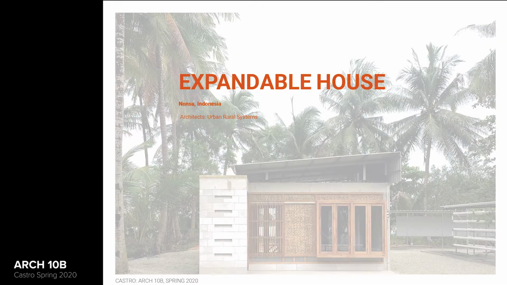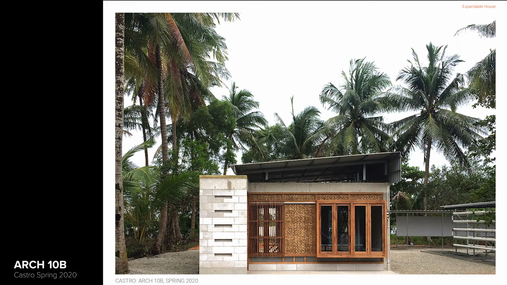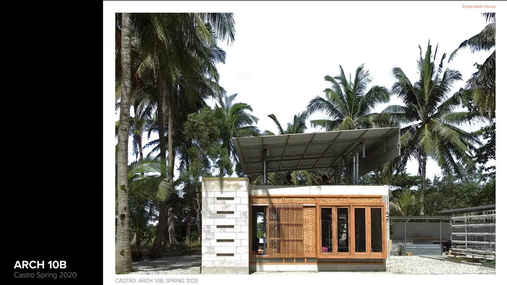And so let's look at this house really quick. This is the expandable house, and this is located in Nonsa, Indonesia. And the architects are the Urban Rural Systems. And in this residence, what I want to kind of talk about and highlight here is materiality again. Everything's kind of constructed with these local materials that are found near or on the site, and the actual components of the architecture that make it expandable, right?